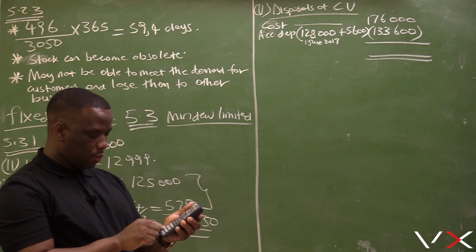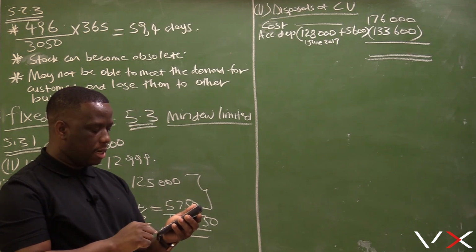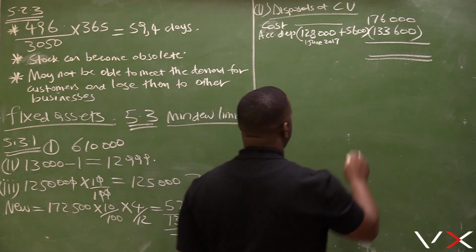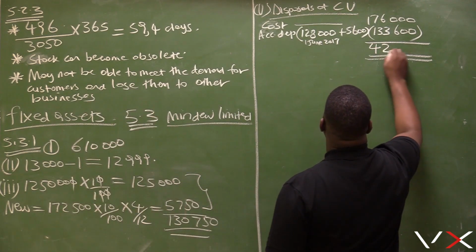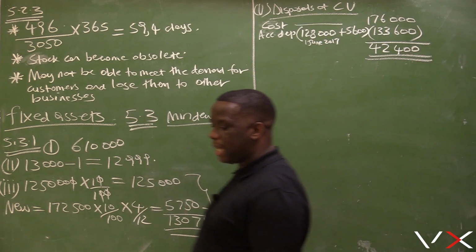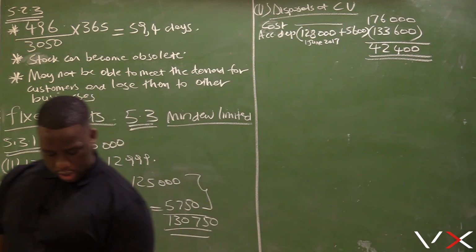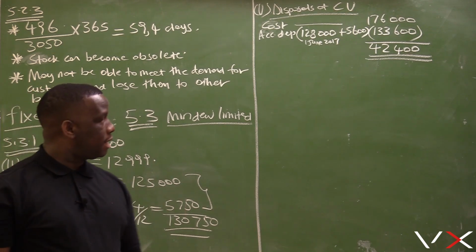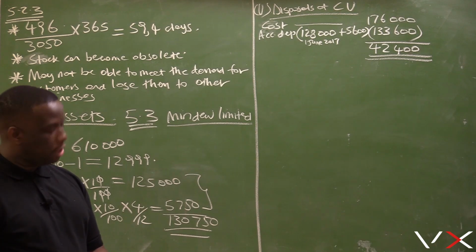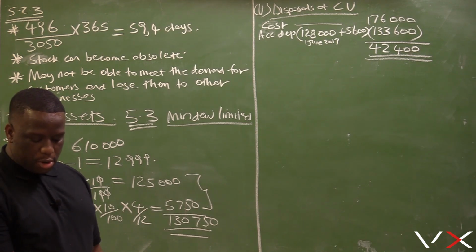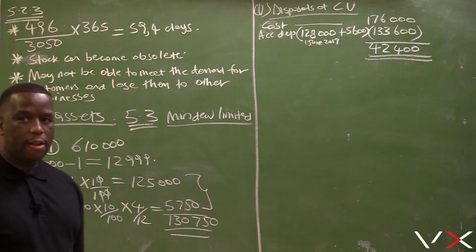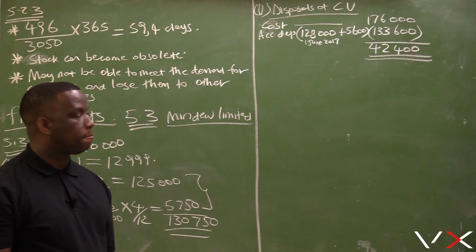176,000 minus 133,600 equals 42,400. Disposal 42,400. If we sell this vehicle at the correct price, we will sell it for 42,400. Anything less than that will indicate that this asset was sold at a loss, and anything more than that will indicate that the asset was sold at a profit.